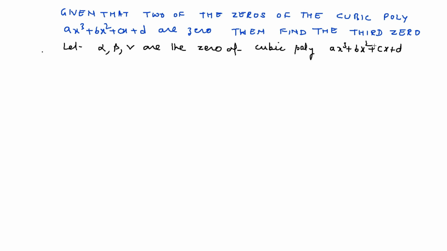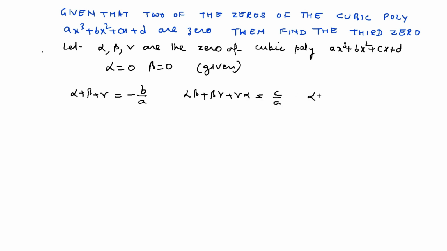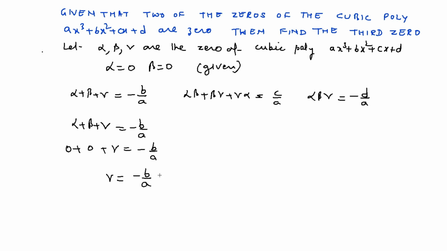So I'm going to write the relationship between zeros and coefficients. Alpha plus beta plus gamma is minus b by a. Alpha beta plus beta gamma plus gamma alpha is equal to c by a. Alpha beta gamma is equal to minus d by a. I'll take the help of this first relation to solve my problem. Alpha plus beta plus gamma is equal to minus b by a. Instead of alpha write 0, instead of beta write 0, and you will have gamma here, and this is equal to minus b by a. So gamma is equal to minus b by a.